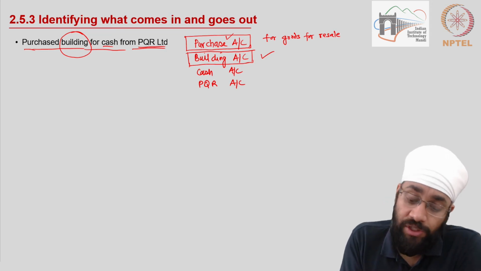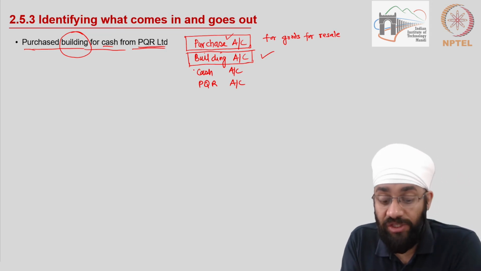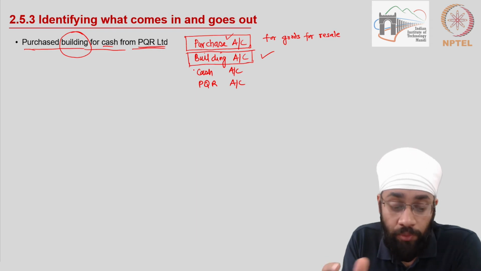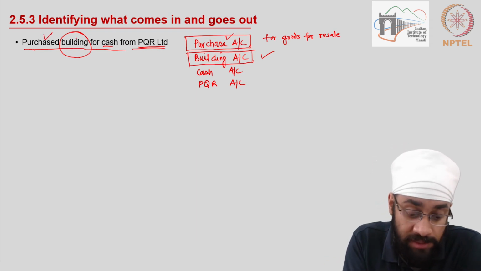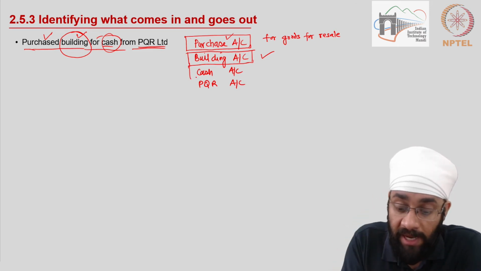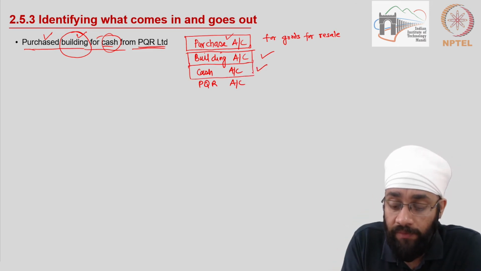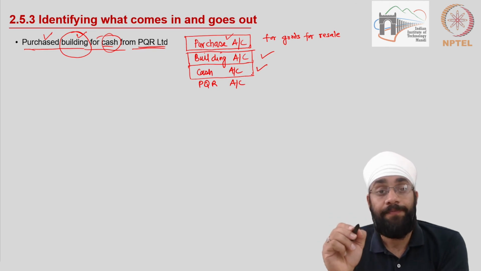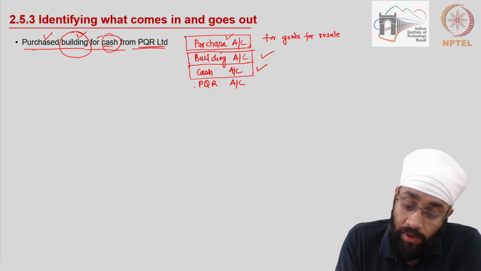Next option is cash account. Now, is cash account being affected? Are you paying cash for it? You purchased building for cash, you paid in cash, so certainly cash account is getting affected, so you have to consider this. And finally, PQR.